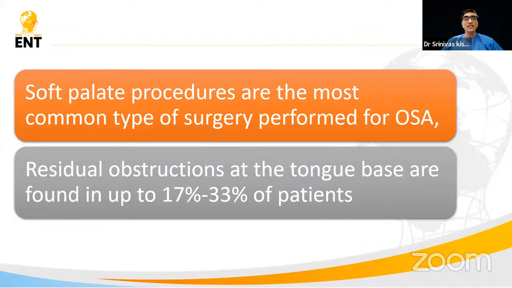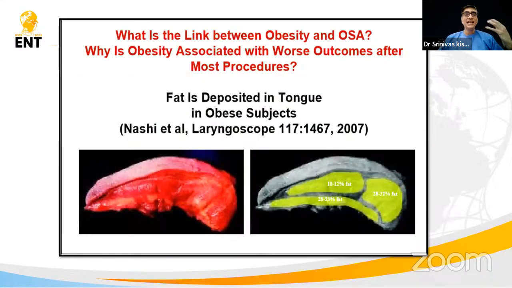Soft palate procedures are the commonest type of surgery performed for OSA, but residual obstructions at the tongue base are found in about 17 to 33% of patients when you look at it from a literature perspective. But when you look at it from a DISE perspective, it's almost 50%. So what is the link first between obesity and OSA? If you look at this dissection, you would be surprised to see that 28 to 32% of fat deposition happens at the level of the tongue base. So it's a no-brainer that if you do not tackle this tongue-base obstruction, it's going to bite you in the back and say, look, I'm here.